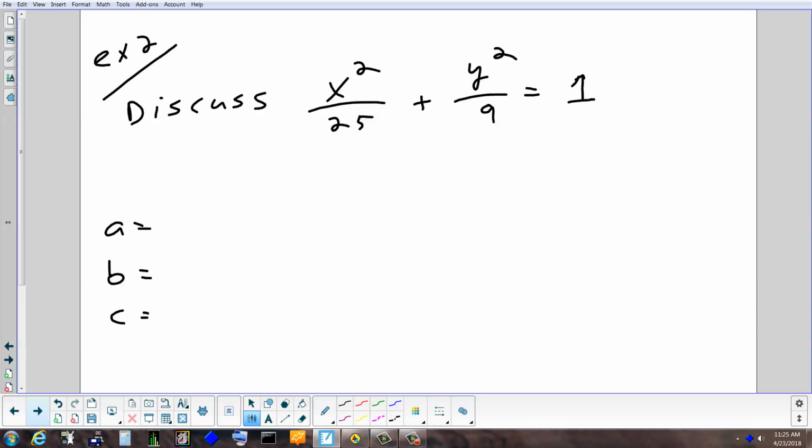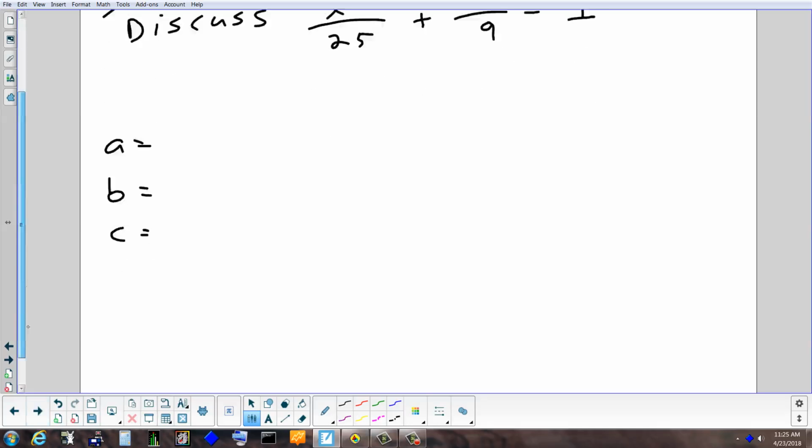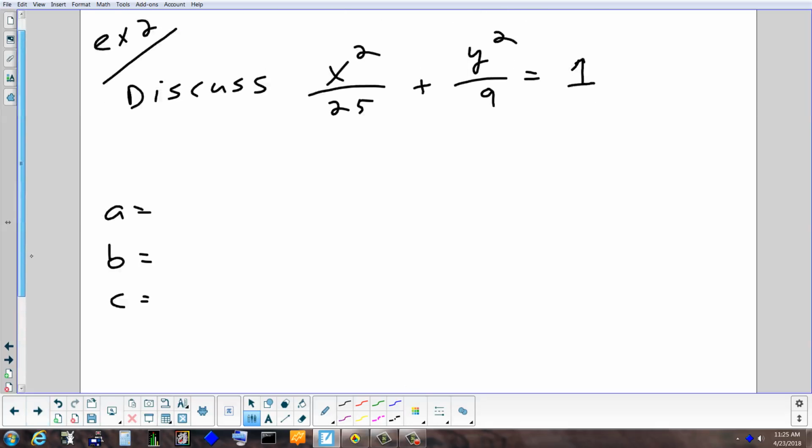Okay, this one is kind of the opposite. So now there's the equation. I want you to tell me the center, the vertex, focus, which way the major axis goes, all the important stuff. This kind of problem starts out the same way. Find A, find B, and find C first.